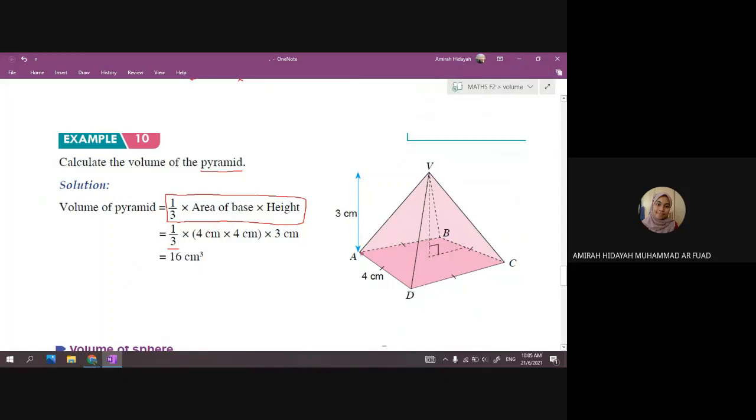Area of base dia adalah bentuk square ni kan. Base dia tapak dia. So length times width. Okay, so 4 cm times 4 cm. Sebab kita tahu dah length dia 4, width dia pun 4. Alright. So times height. Height pun dah diberi height of pyramid ni. Remember height dia mestilah upright height dia yang bentuk 90 degree. So 3 cm. So darat-darat semua ni dapatlah 16 cm cubic.